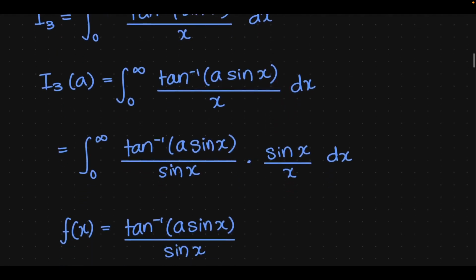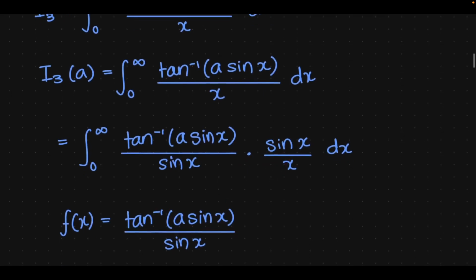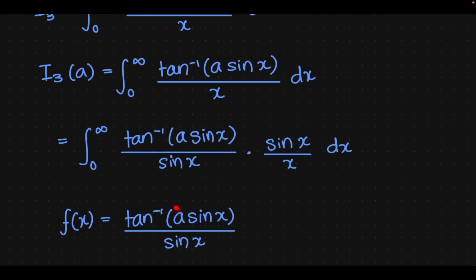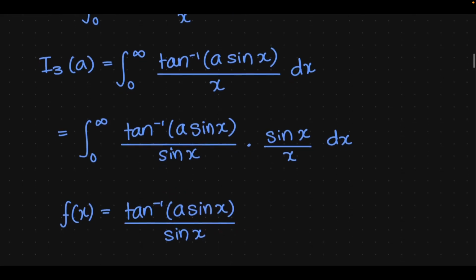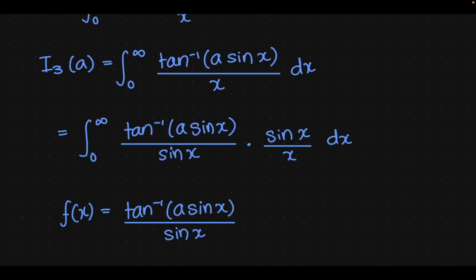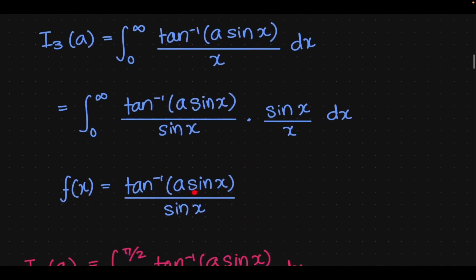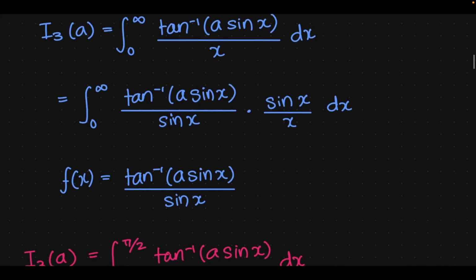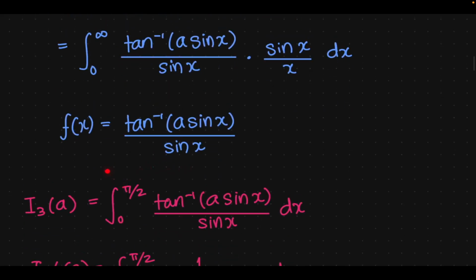And then we see that f of x, comparing to the standard Lobachevsky integral form, is inverse tangent of a sine x over sine x. You can check this is even and pi periodic very simply, because there's a sine here and a sine in the denominator, essentially an odd function divided by an odd function. The entire thing is even. So I3 of a is just the integral from 0 to pi over 2, from Lobachevsky's integral formula, of tan inverse of a sine x over sine x dx.